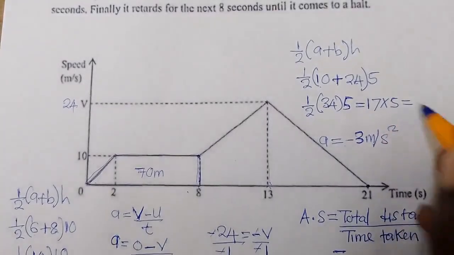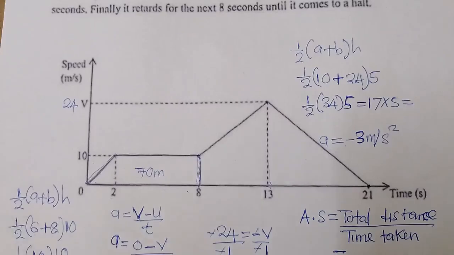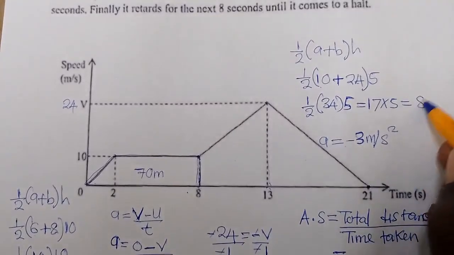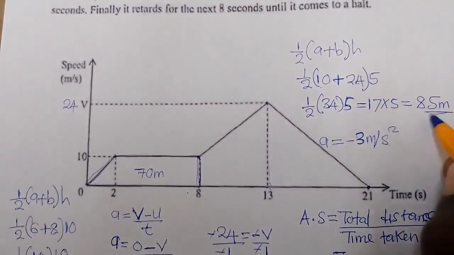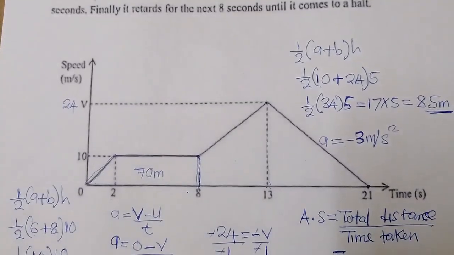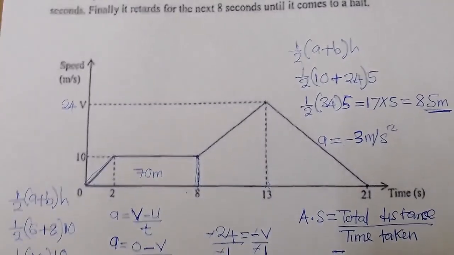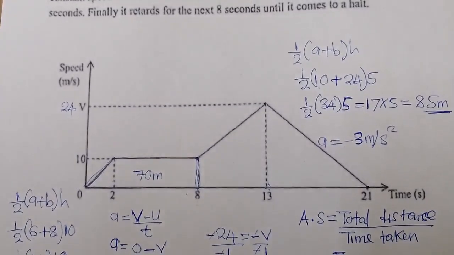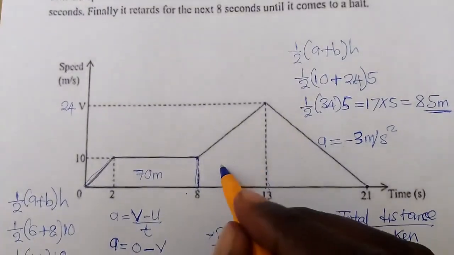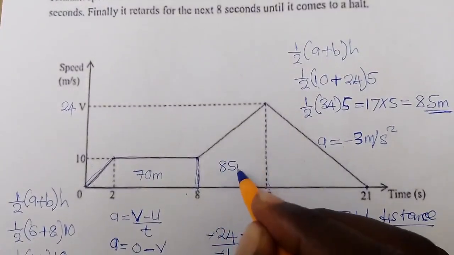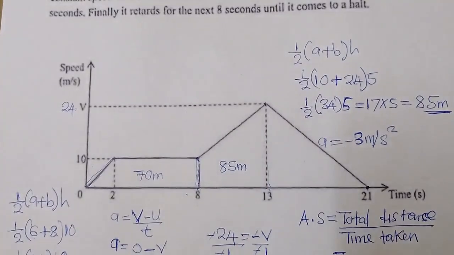What are you getting? 17 times 5. What is your answer? You're going to get 85. So confirm with this one. You get 85. This is what I want you to get. So this part here, we've got 85. This is the 85 that we're having.